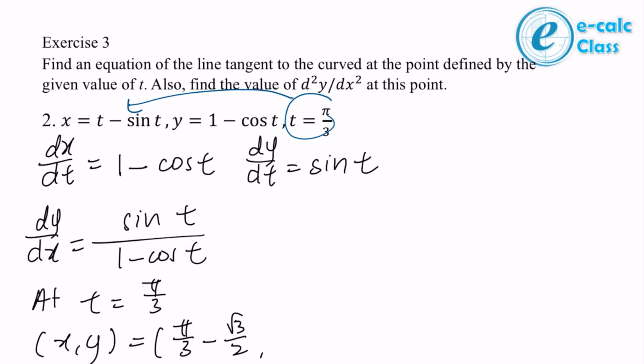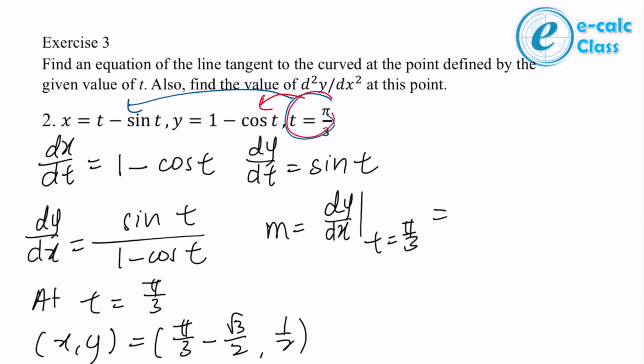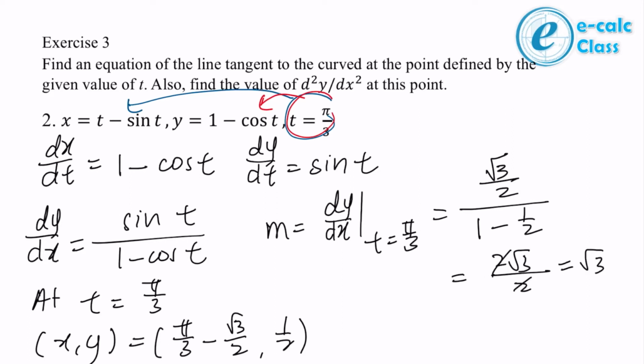Then 1 minus cos pi over 3 is half. 1 minus half is half. Then the slope is dy/dx at t equals pi over 3. Sine pi over 3 is root 3 over 2, over 1 minus cos pi over 3, which is half. So this one brings on top; it is root 3 over 2. This one is a half, bring on top, this and that cancel, equals root 3. I write this because I'm running out of space already.